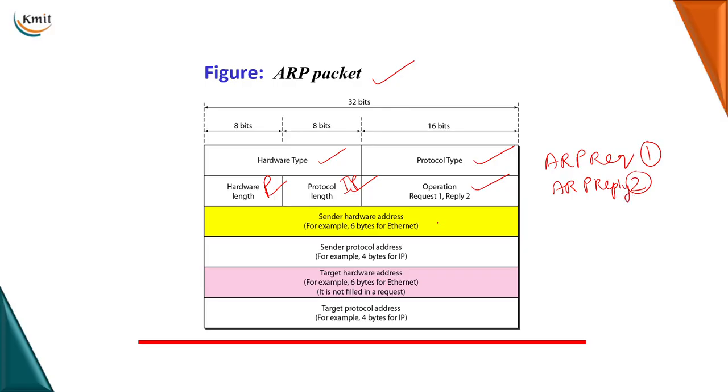Then we have the sender hardware address and the sender protocol address, meaning the sender's physical address and the sender's IP address. What do we want in ARP? We know the target's IP address. The target's protocol address is nothing but the IP address, but we don't know the target's hardware address, which is nothing but the physical address. So in this packet, it is not filled in the request because we are not aware of the target's hardware address.